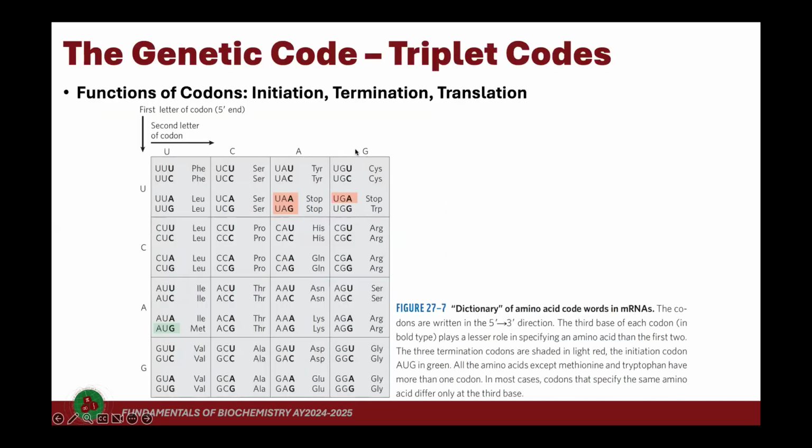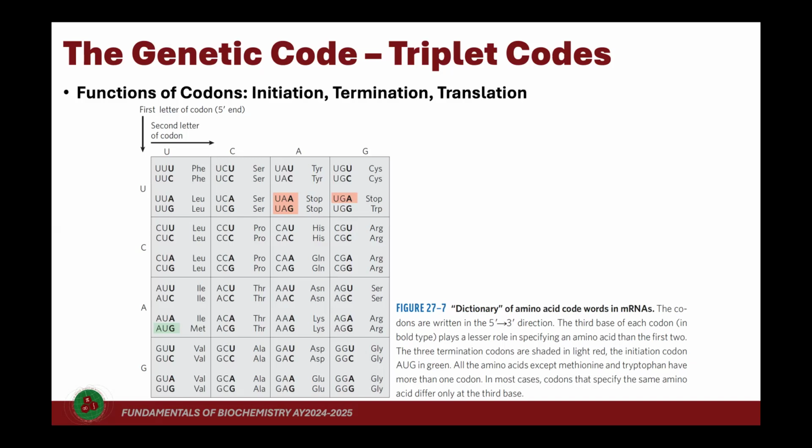Okay, so now the question is, if there are only 20 amino acids, why do we need 64 codons? First, let's look at the functions of these codons. When we say function, it has something to do with how the code is translated. We have an initiation codon, a termination codon, and a translation codon. Translation codons are the codons that point to a specific amino acid.